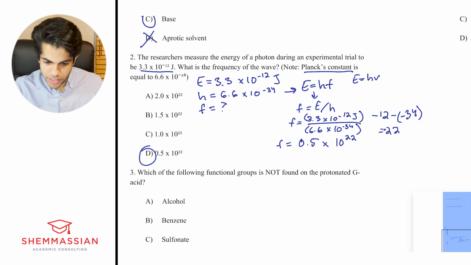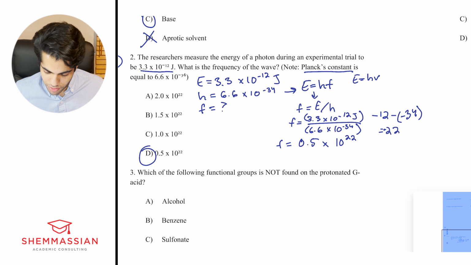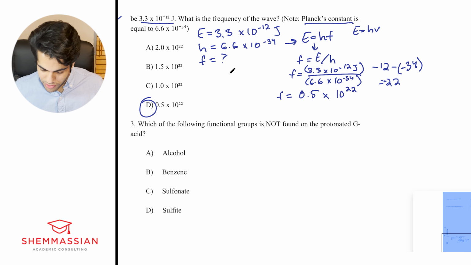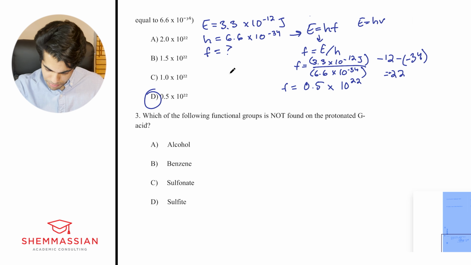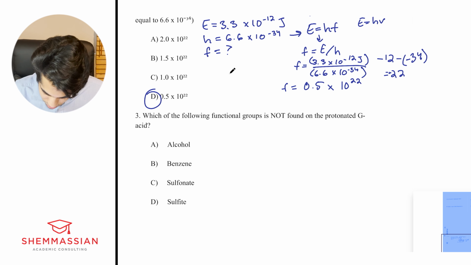All right, question 3. Which of the following functional groups is not found on the protonated G acid? They give us alcohol, benzene, sulfonate, sulfite. All right, well, if we scroll up to our figure here, immediately I do see my alcohol right here. So I see an alcohol, so we'll go ahead and eliminate that.